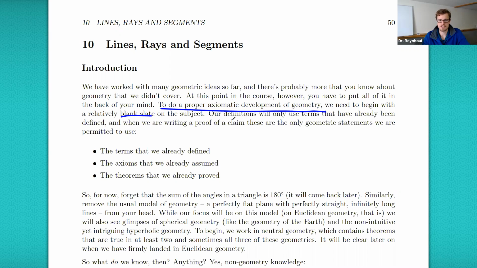So the definitions: we'll begin with the undefined terms. From those we can create definitions using terms that we already have. And then when we write a proof, we can only use terms that we already know and have defined, axioms that we have assumed, and theorems that we have already proven. At this time right now, that's not very much, right? Because we're forgetting everything else that we know.